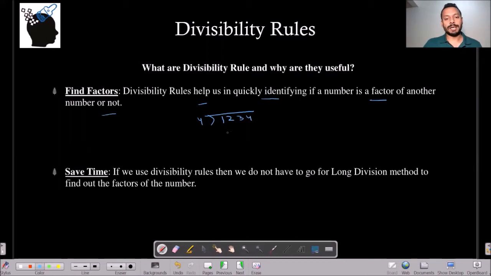So this is actually a pretty lengthy process. In this way, divisibility rules also help you in saving time, because you don't have to go through the long division method to figure out whether a number is a factor of a particular number or not. So let's try and understand the divisibility rules by various numbers now.